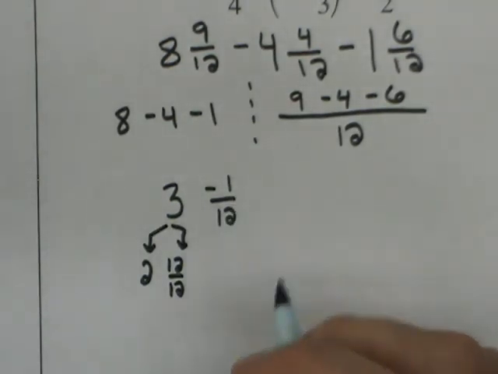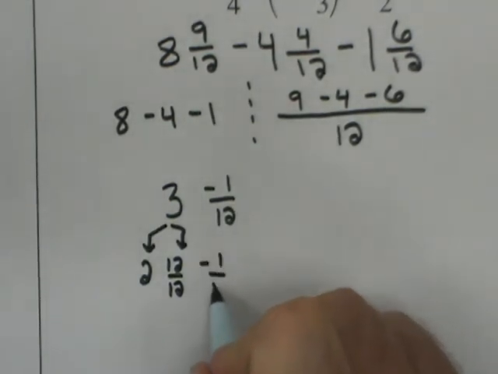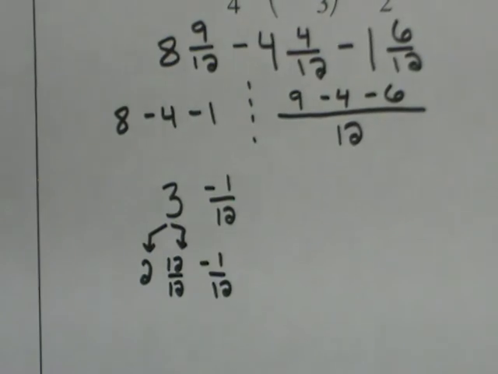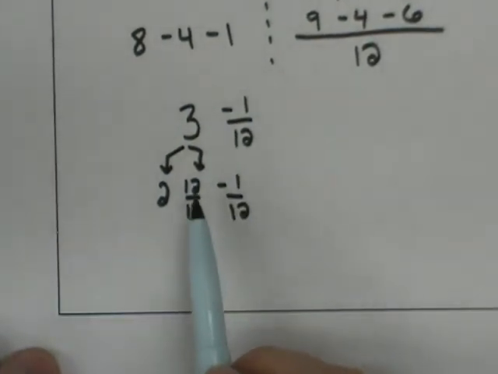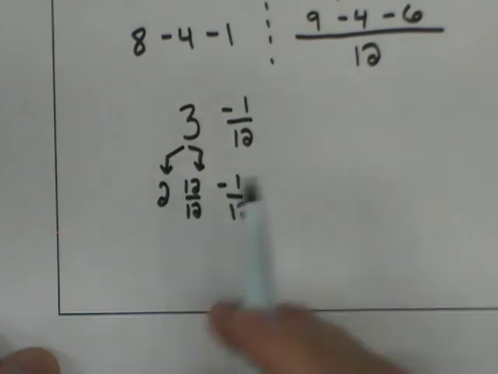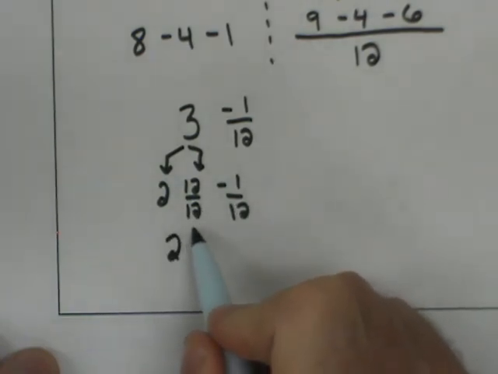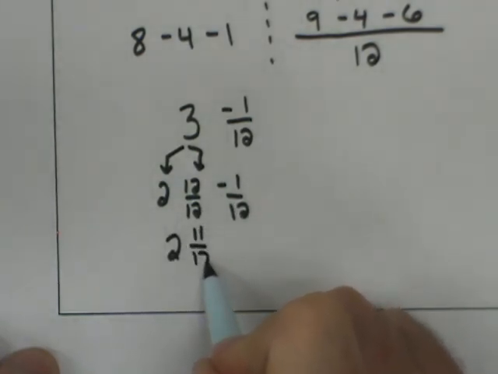I bring this fraction down, negative 1/12. And we just call this the borrowing idea. Now I can do a simple operation here. 12 twelfths take away 1 twelfth would be 11 twelfths. So I can say 2 and 11 twelfths.